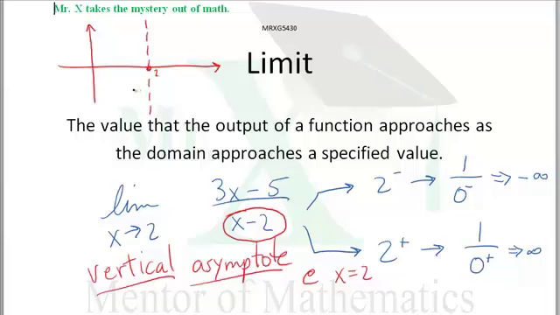From the low side, our function's going to go down this way. And from the high side, it's going to go like this. And it's all because we're dividing by something that's getting closer and closer and closer to 0 as x approaches 2.